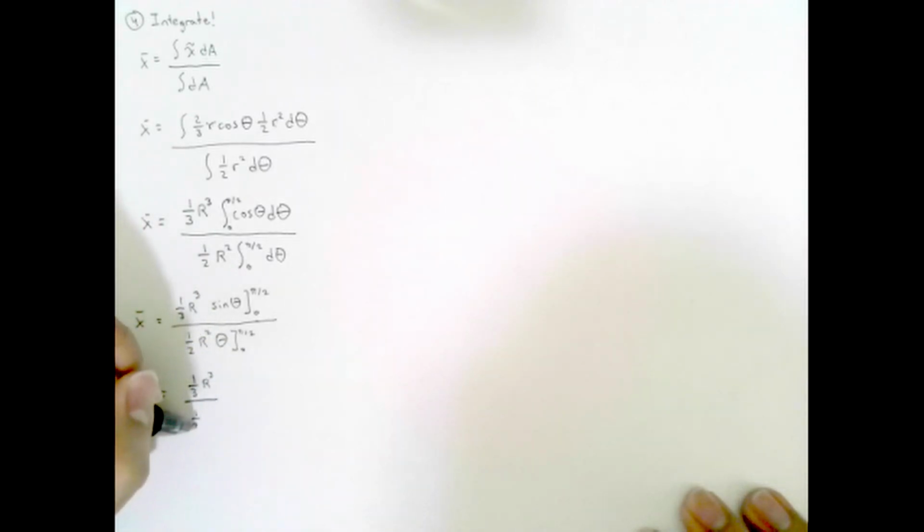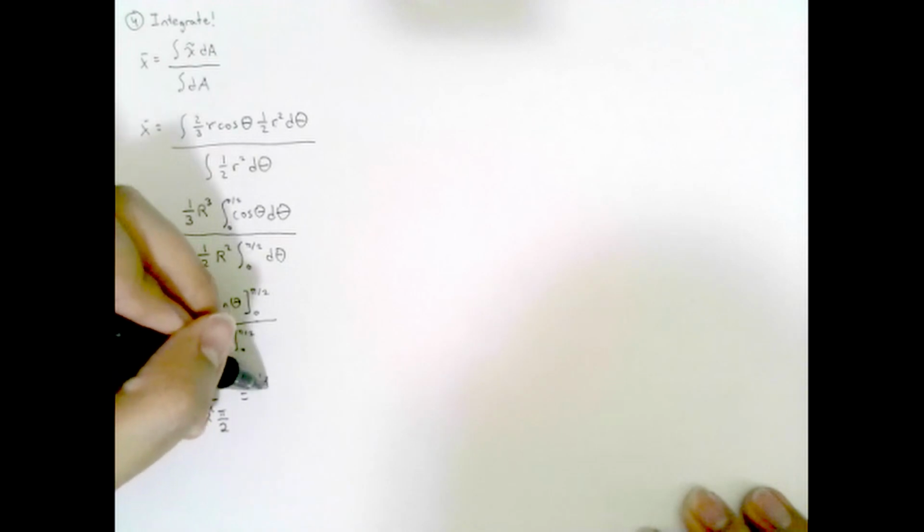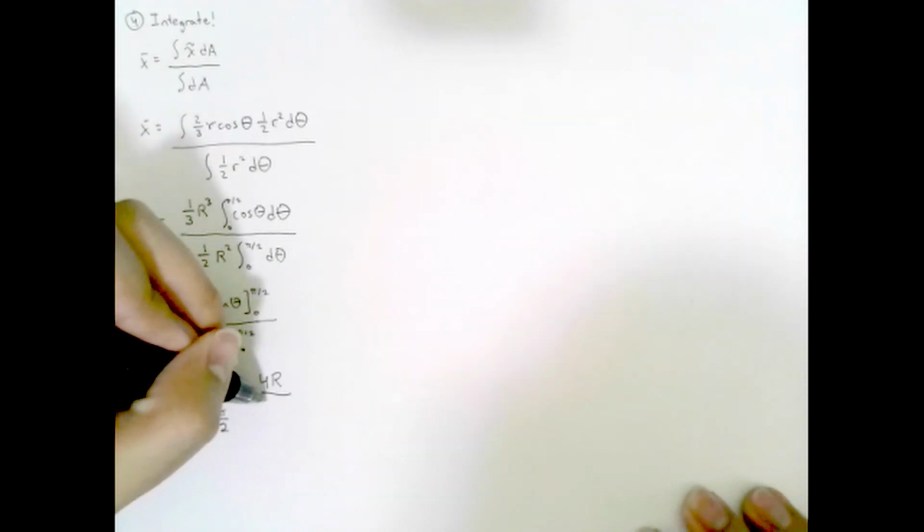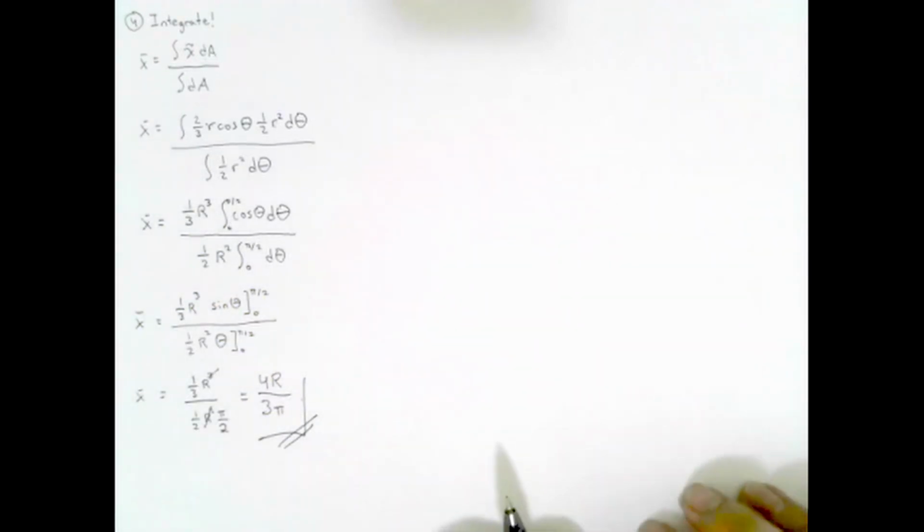Here there's no sine. We just evaluate theta equals pi over 2, theta equals 0. So this will be just 1/2 r squared times pi over 2. We can start canceling things out, right? Our r squared cancels with 2 of these r cubes. We're going to have 4 here, and the denominator 3. Okay, so what does it give me? Let's see. I'm going to have 2 times 2. So it will be 4 times r divided by 3 times pi. And this is the x coordinate of the centroid of that quarter circle.